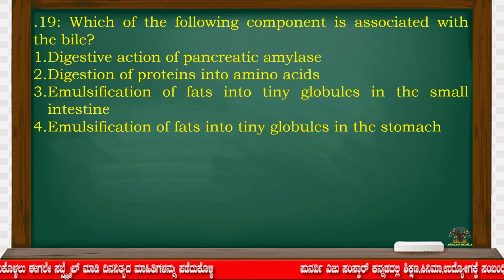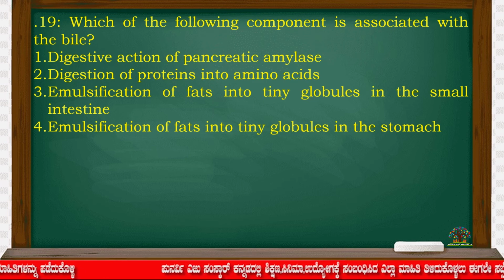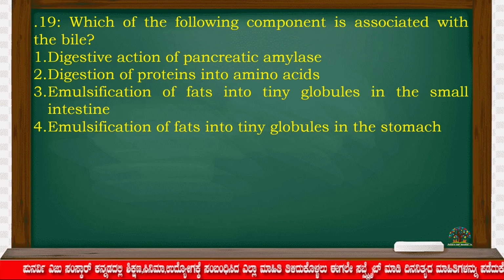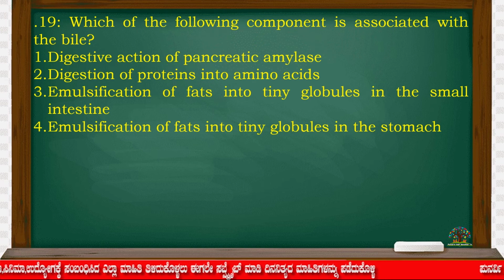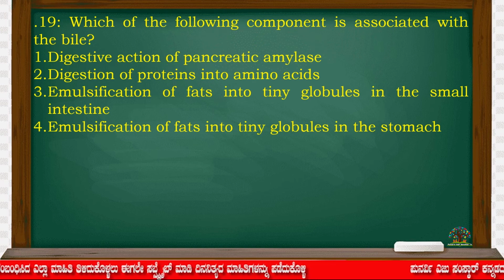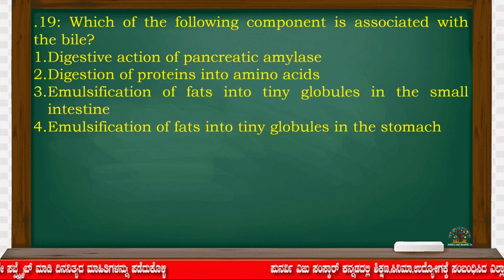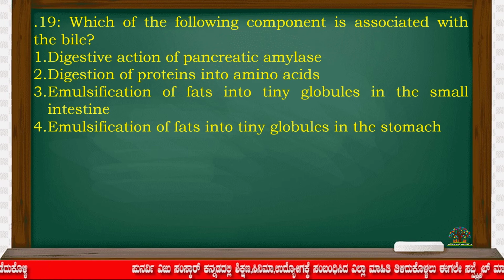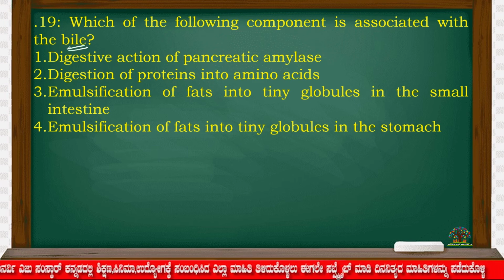Question number 19. Which of the following components is associated with the bile? And the options are: digestive action of pancreatic amylase. Option number 2, digestion of proteins into amino acids. Option number 3, emulsification of fats into tiny globules in the small intestine. Option 4, emulsification of fats into tiny globules in the stomach. The question is about the bile juice.